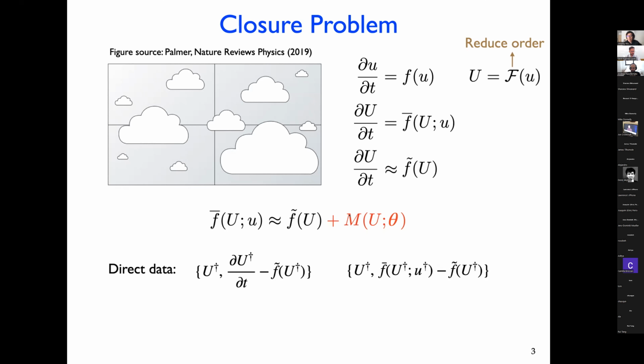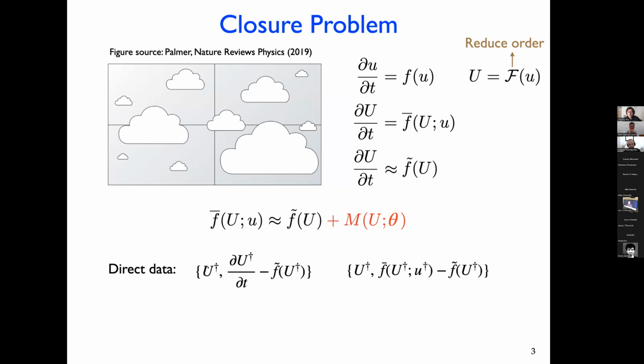post-processing the true values or evaluation of the error model term M by either using the difference between time derivative and the F tilde, or by definition, by calculating the difference between F bar and F tilde. So by using either approach, we can get data pairs of U dagger, the true reduced order state, and also the evaluation of M U dagger.